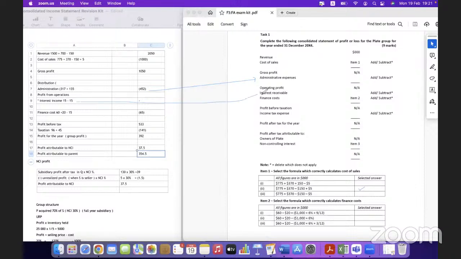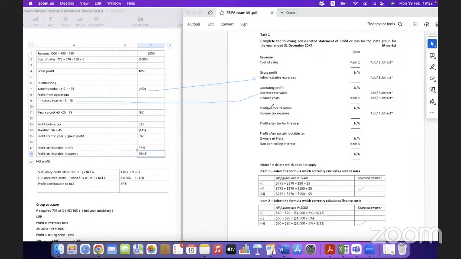Interest, guys, 0. Right, finance cost, item number 2: 60 plus 20 minus 15. 60 plus 20, then guys, the answer has to be this. Why is the answer this, guys? See, everything has 60 plus 20. No, so this is 60 minus, so this can't be the answer. 60 plus 20. How did we get 15? We took a 1,000 loan. We put 6% into 3 over 12. That's why this is the answer.